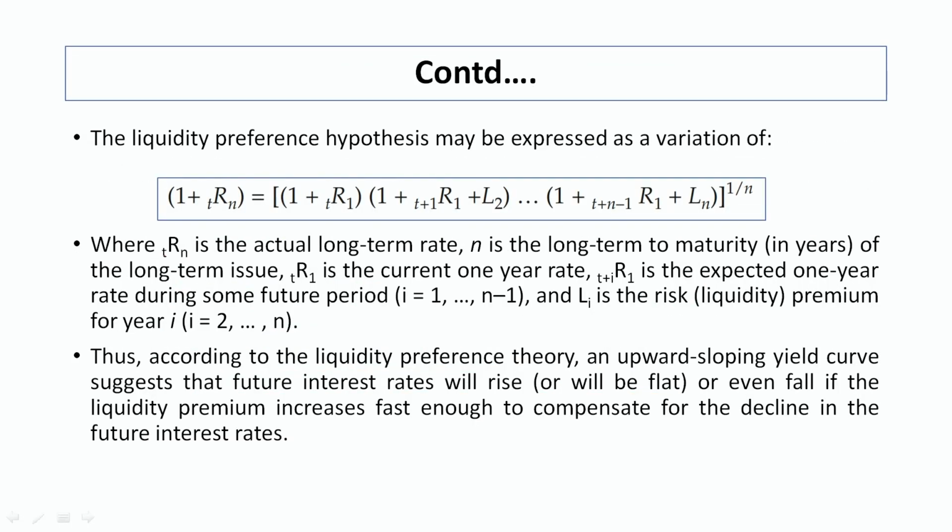So, here the formula is where TRN is the actual long term rate, N is the period of maturity, TR1 is the current year rate, TIR1 is the expected 1 year rate during the future period, and LI is the liquidity risk premium for the year I. So, this is added in the formula, which brings more benefits in the context of expectation. Thus, according to the liquidity preference theory, an upward sloping yield curve suggests that future interest rates will rise or will be flat or even fall if the liquidity premium increases fast enough to compensate for the decline in the future interest rate. So, if this situation happens, then only there are chances of rise in interest rate, fall in interest rate or flat interest rate, depending on whether the investor is getting more compensation for it or not.